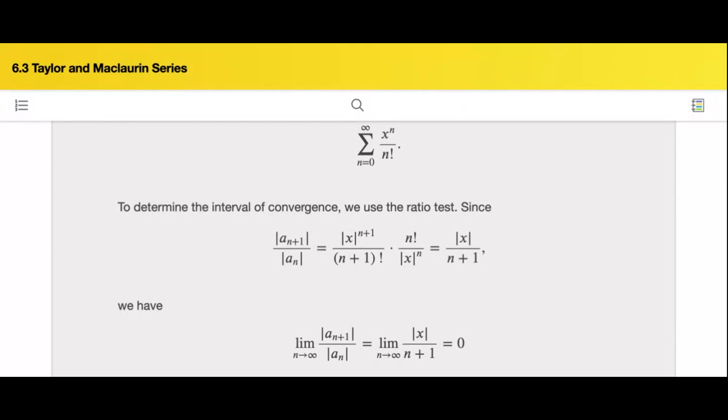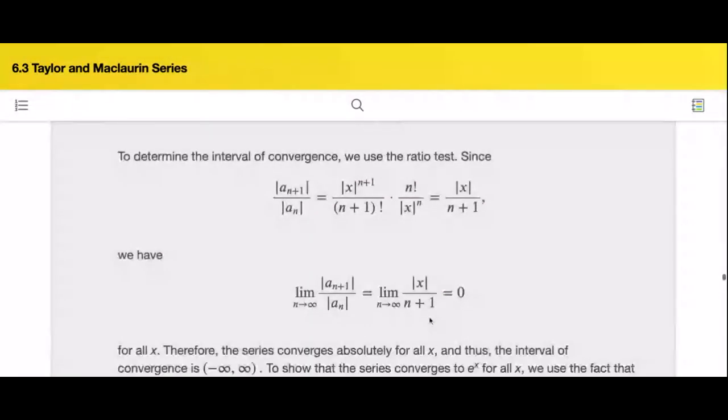Then n factorial divided by n plus 1 factorial becomes 1 over n plus 1, right? Because n plus 1 factorial can be written as n plus 1 times n factorial. Then n factorial divides itself, becomes 1. Now we plug into the limit. So the limit of the ratio equals the limit of the absolute value of x divided by n plus 1, right, as n approaches infinity.